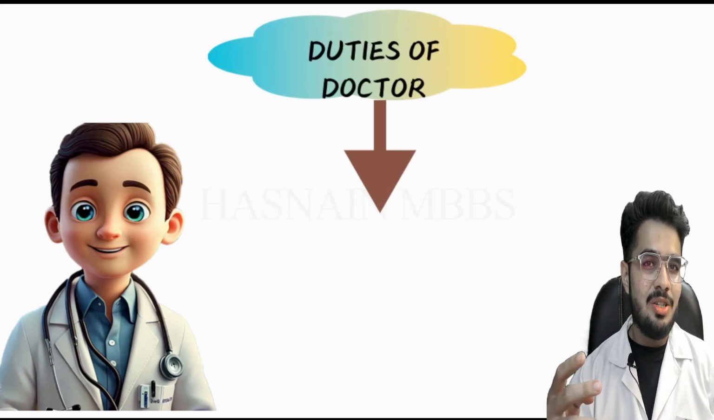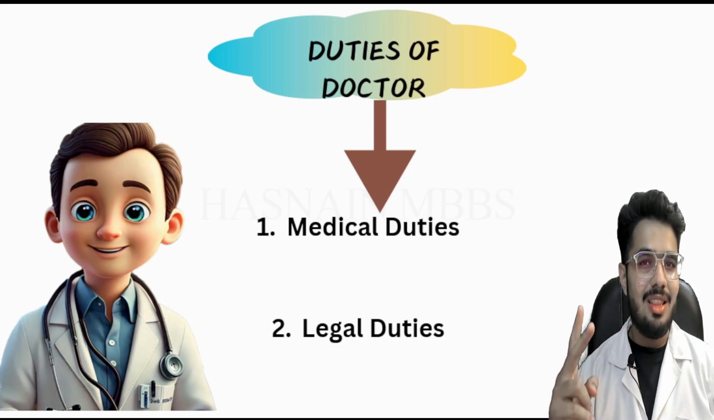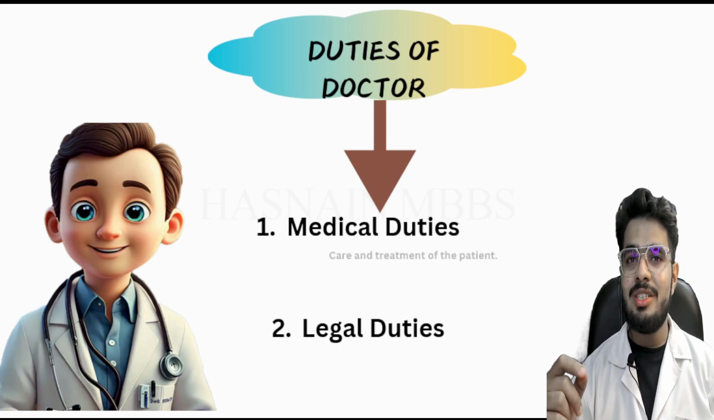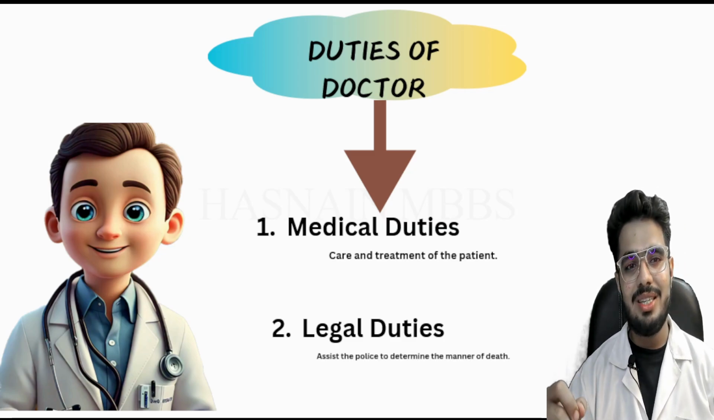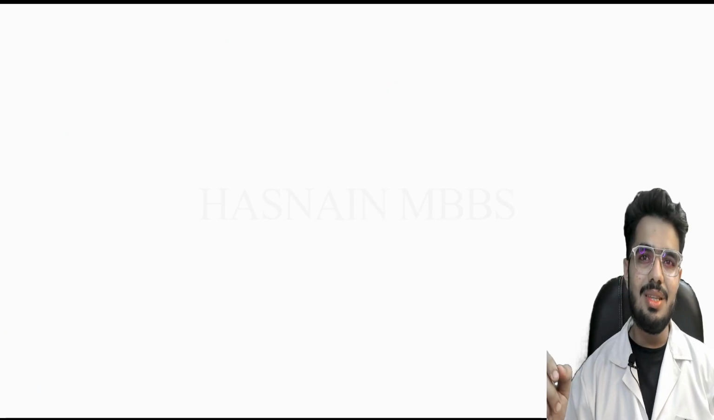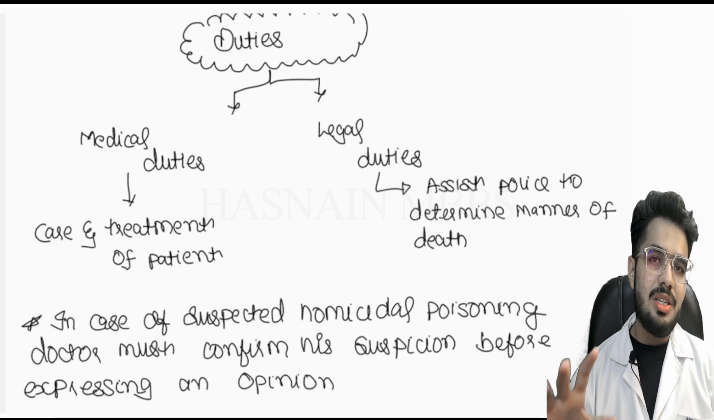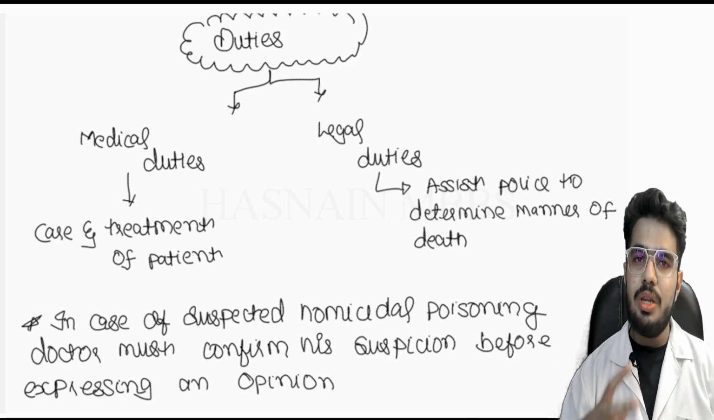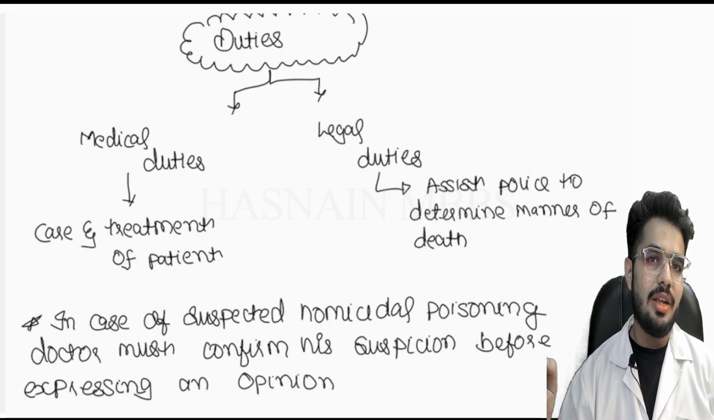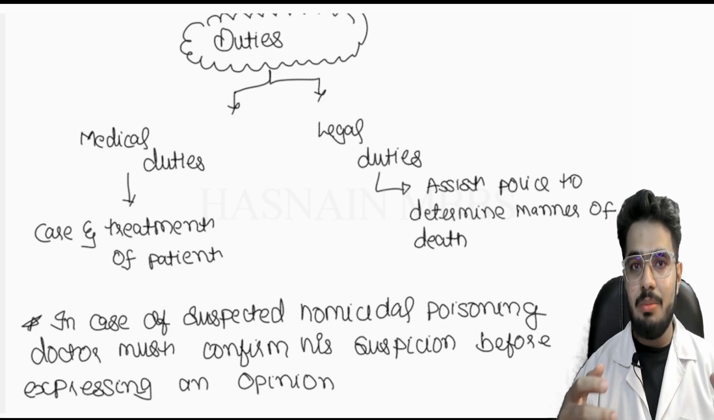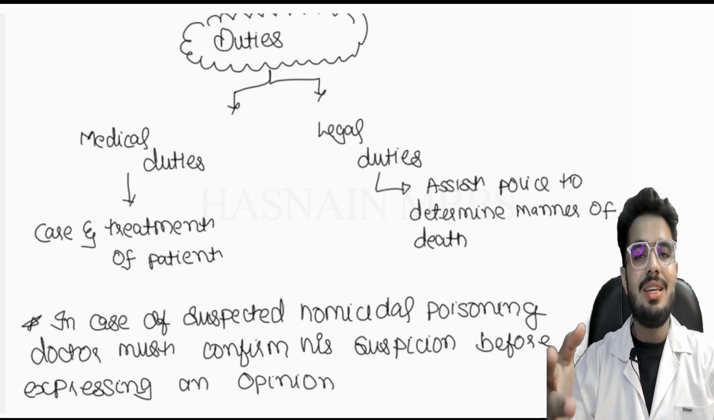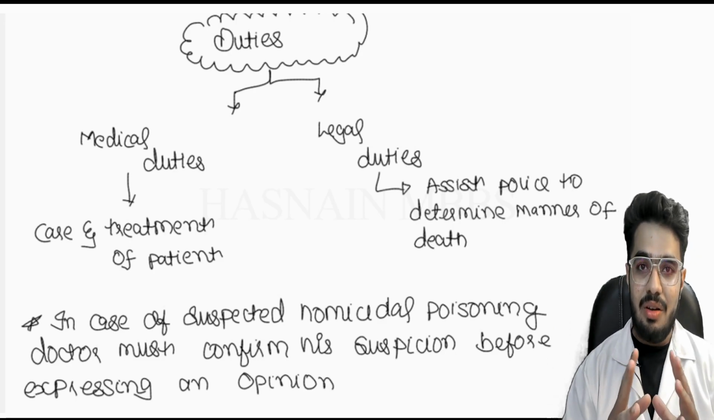So a doctor has two duties: one is medical and the other is legal. The medical duty of a doctor is to take care in the treatment of a patient, and the legal duty is to assist the police to determine the manner of death. Doctors are supposed to be experts in this field, and the opinion of a doctor matters a lot in a court hearing. So a doctor must confirm his suspicion before expressing an opinion. A patient comes to us with symptoms and we just can't tell that he is having poisoning. We have to confirm first.